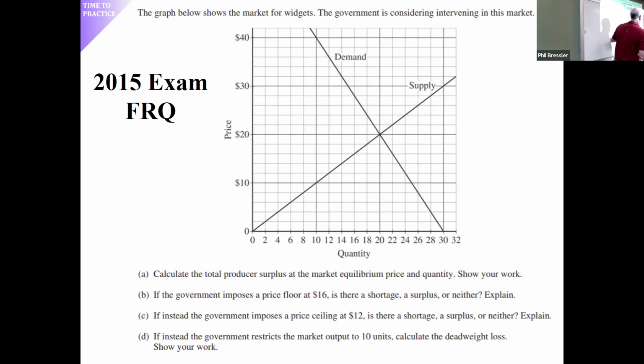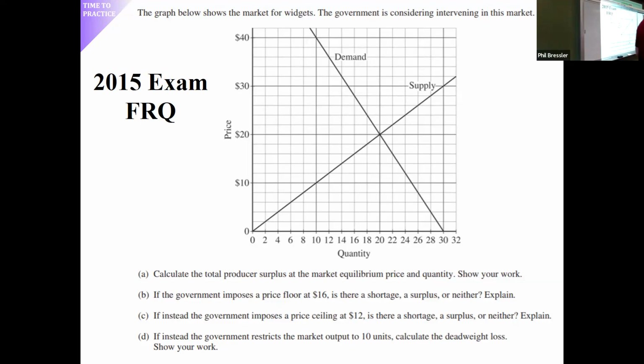What is the height here? You said 20, right? What is the base? 20, right? 20 times 20 is 400, divided by 2 is 200. Okay, we good there? Yes, sir. Under 30 units, this is 200.